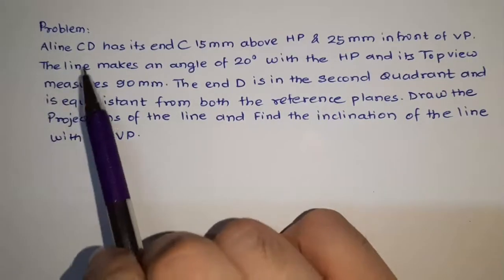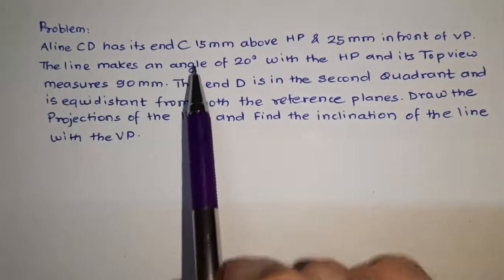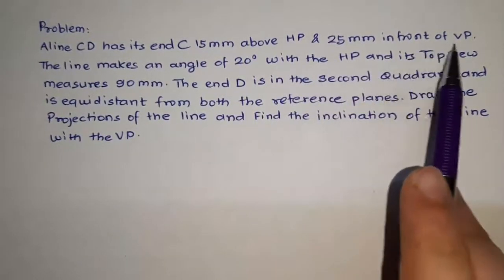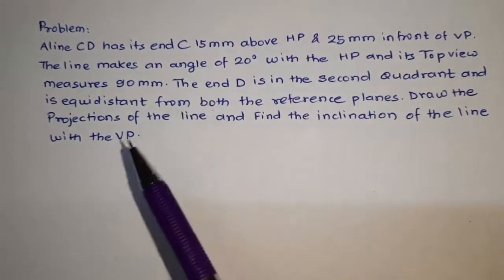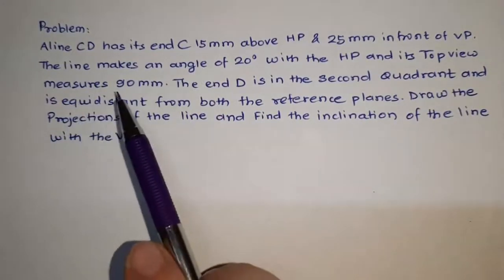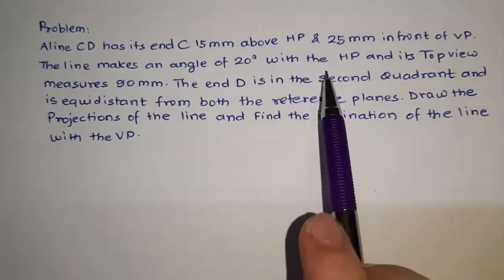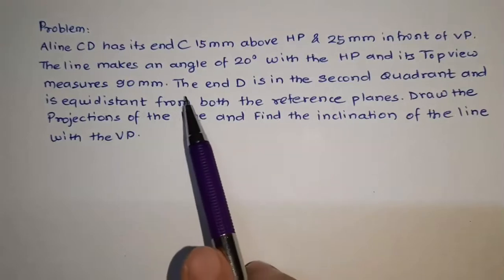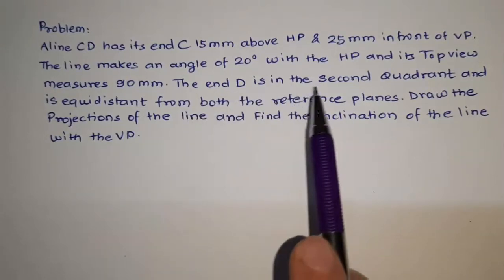Problem says a line CD has its end C 15 mm above HP and 25 mm in front of VP. So above HP and in front of VP means point C is in the first quadrant. The line makes an angle of 20 degrees with HP and its top view measures 90 mm. The end D is in the second quadrant.